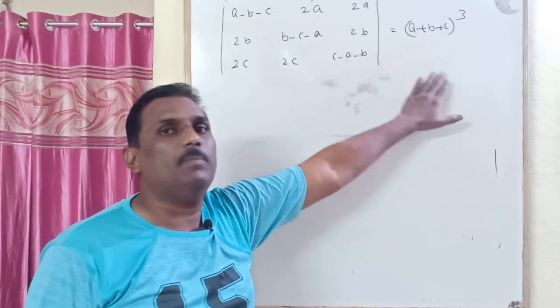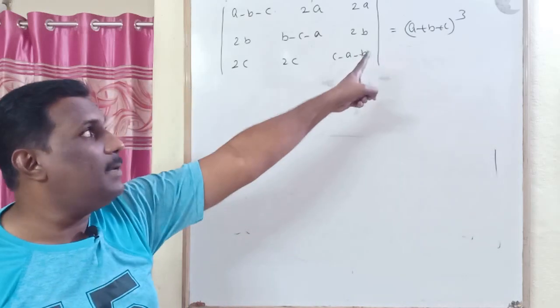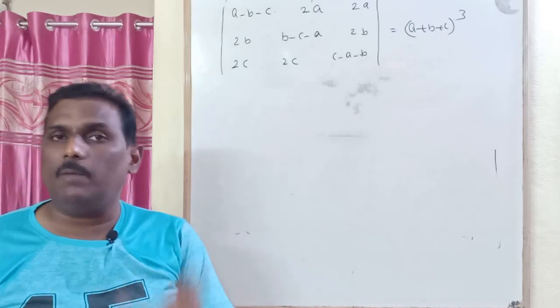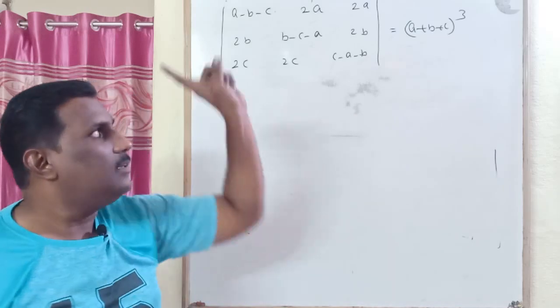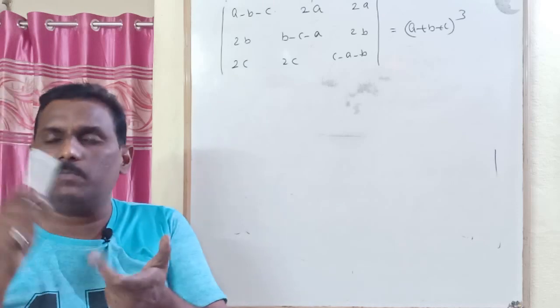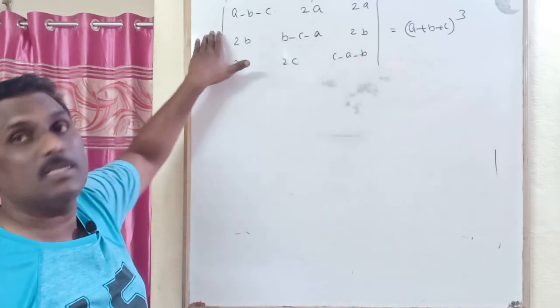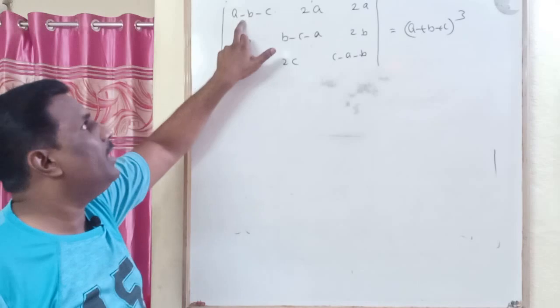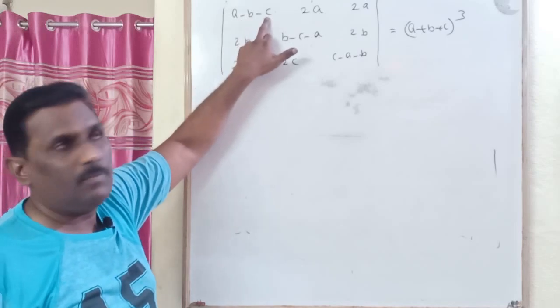To get A plus B plus C as a common factor: A plus B plus C whole cube is a product of A plus B plus C thrice. Try to get at least one A plus B plus C as a common factor. To get A plus B plus C, we should have A plus B plus C available in the determinant. I have A minus B minus C.